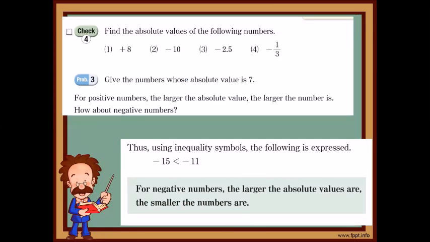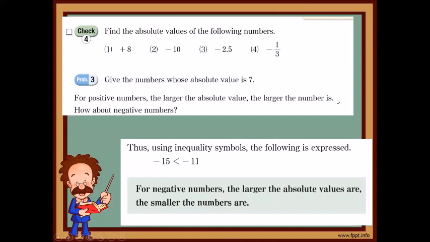I'd be interested to see if people argue with me using the word size. That would be interesting. The -2.5. Well, it moves 2.5, but not in the positive direction. It's not got greater. It's got smaller, but the size is still the same. What an interesting question there. Give the numbers whose absolute value is 7. For positive numbers, the larger the absolute value, the larger the number is.